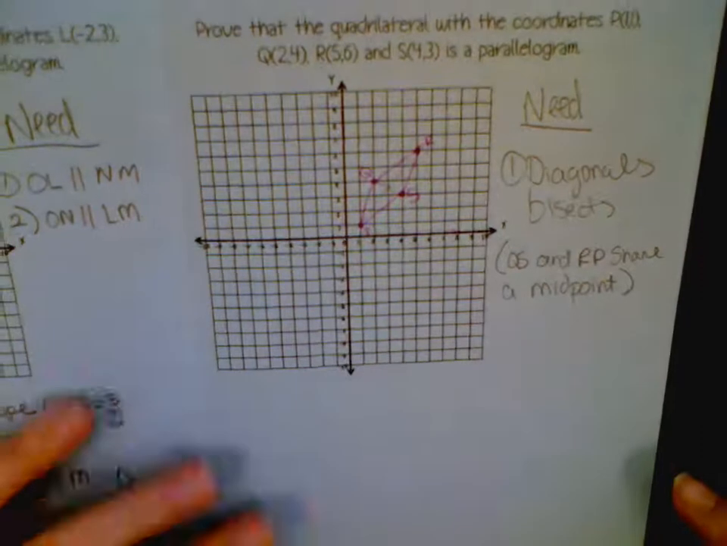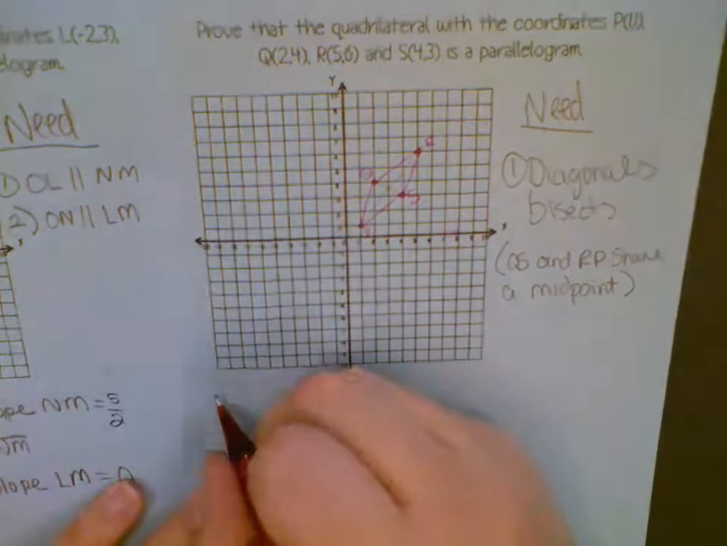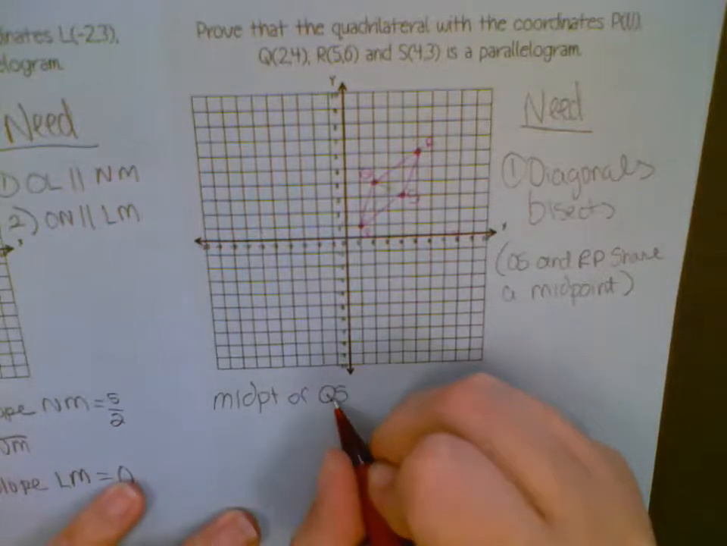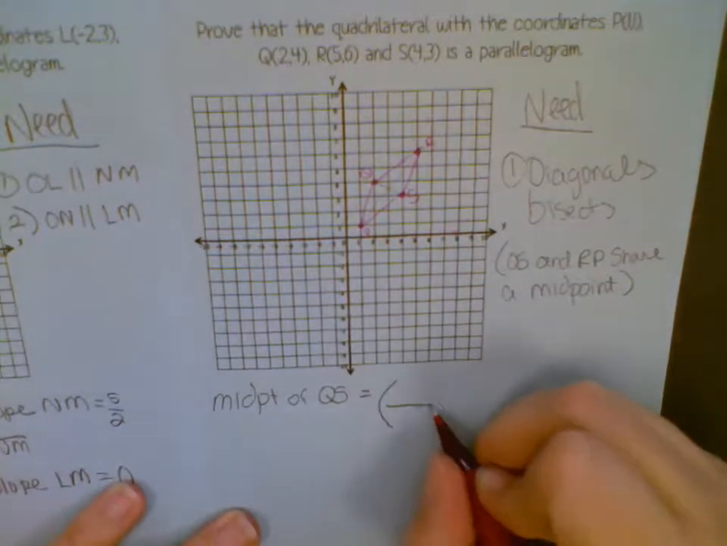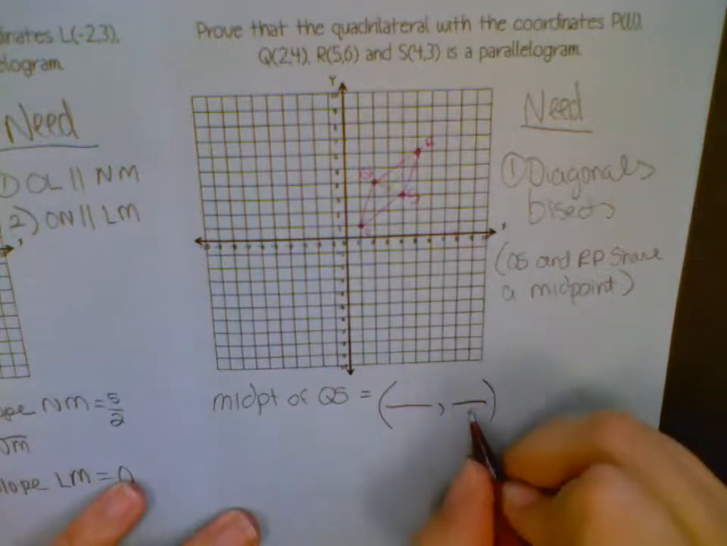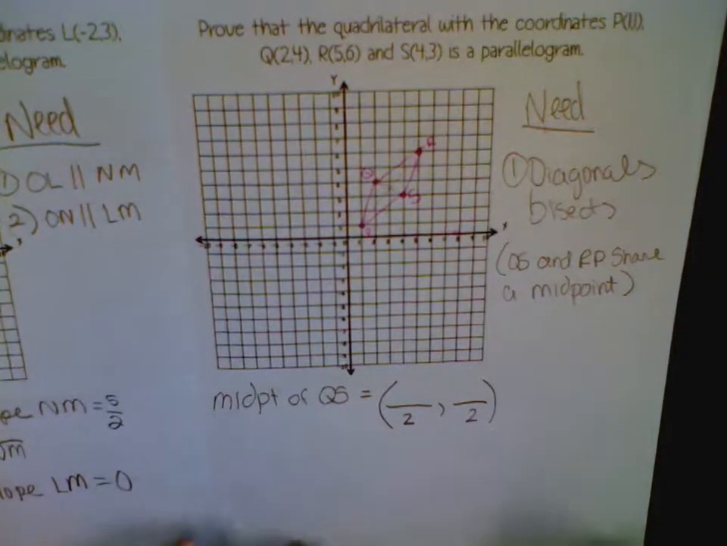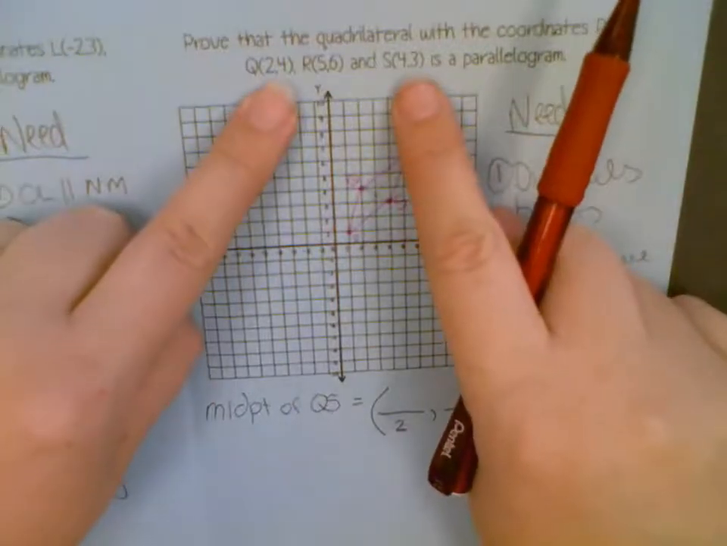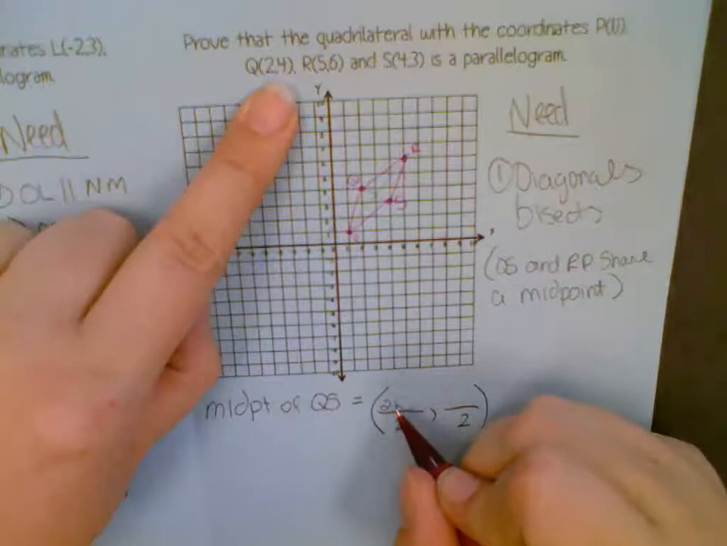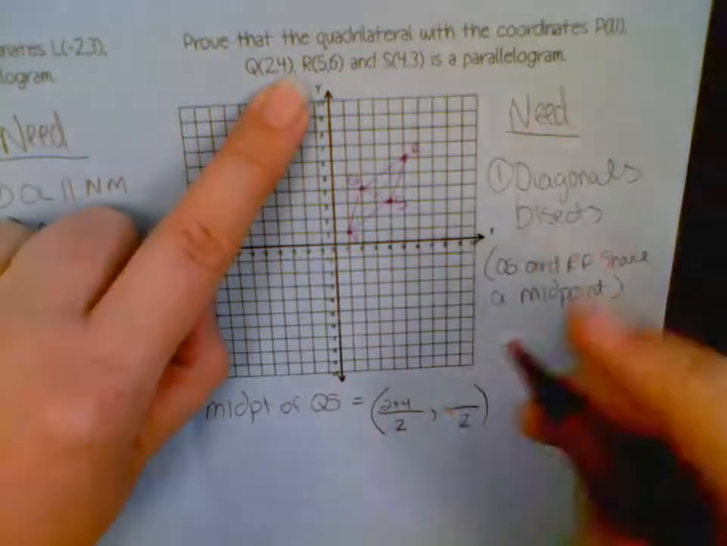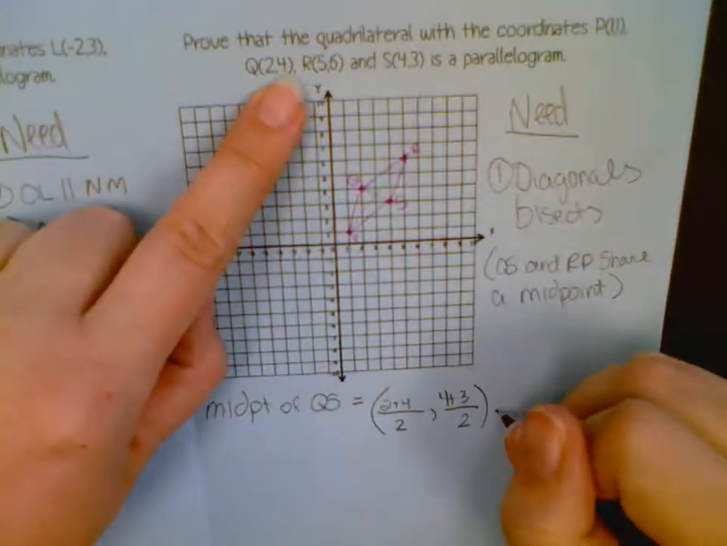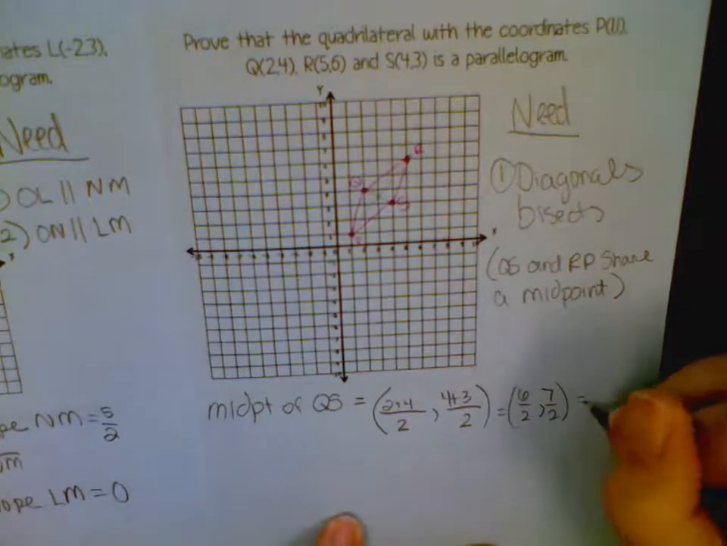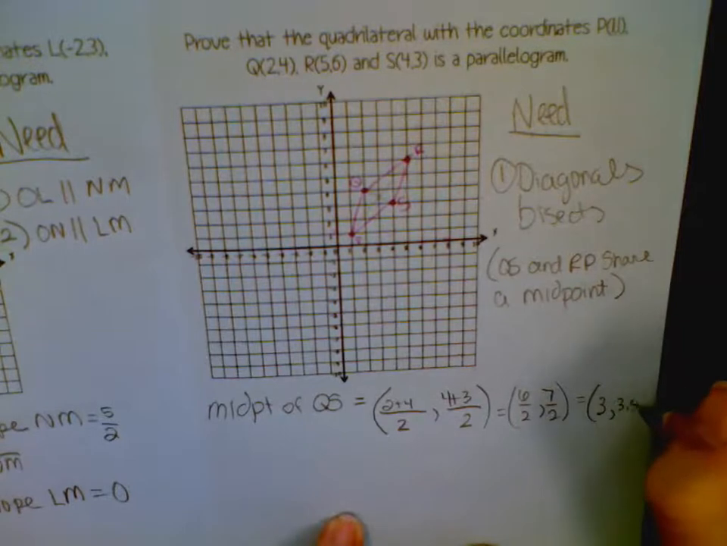So let's first find the midpoint of QS. So remember, that is the formula where we add the x-coordinates, divide by 2, and add the y-coordinates and divide by 2. So make sure you're looking at the right points. So we're doing QS. So that would be 2 plus 4, and then the y is 4 plus 3. So we would have 6 over 2, 7 over 2, so we get 3.5.